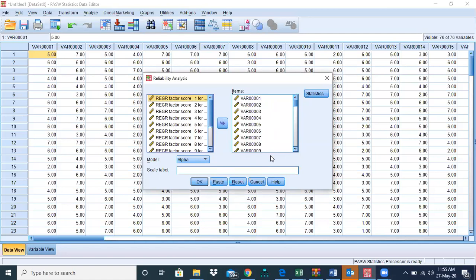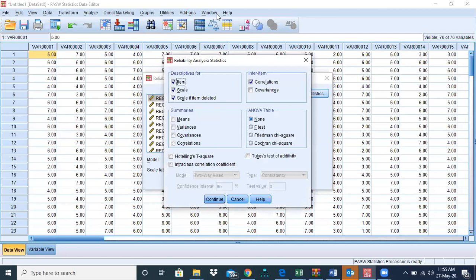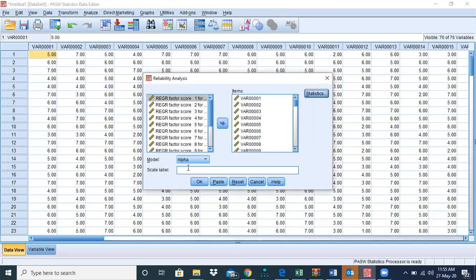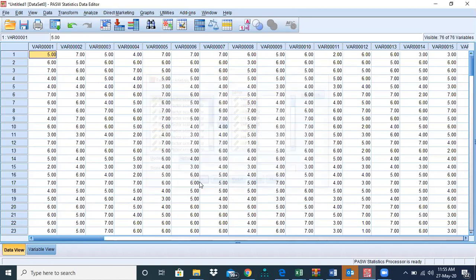We have not transferred anything else, and we see there is another window, where we have already clicked item, scale if item deleted, correlation, and we'll continue. For assessing the reliability, there are several measures like alpha, split-half, Guttman reliability, parallel, strict parallel reliability, but alpha is the most often used and accepted measure of reliability. So we'll use alpha as the measure and we'll click OK.